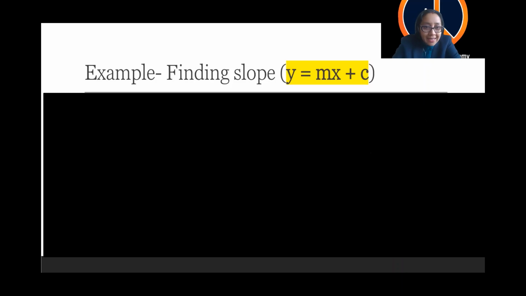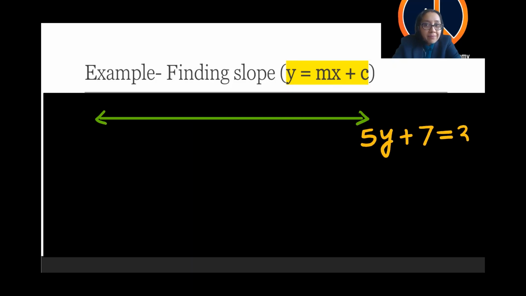Okay, let's see another example. This is an example of another line segment whose equation is given as 5y + 7 = 3x. Firstly, please remember that we first have to convert it to the general form. The general form, you know, is y = mx + c, right?